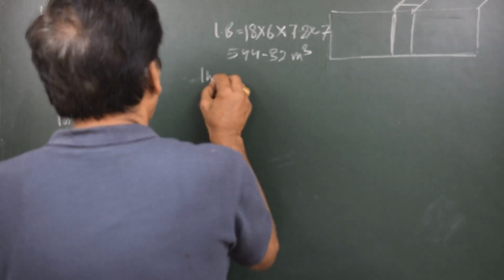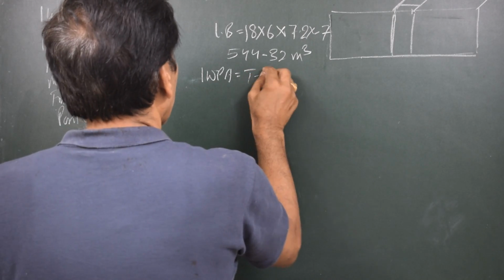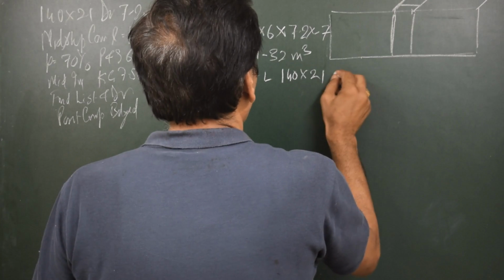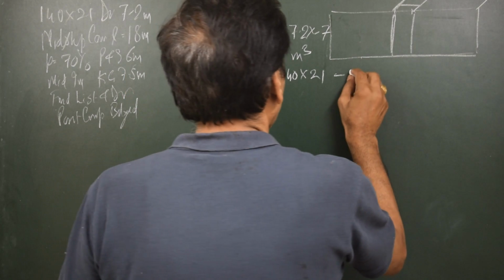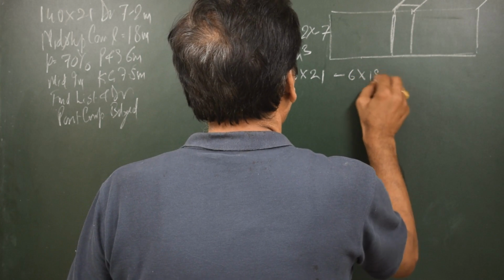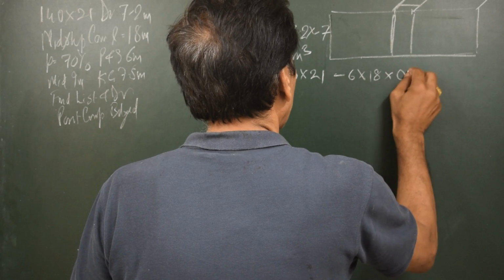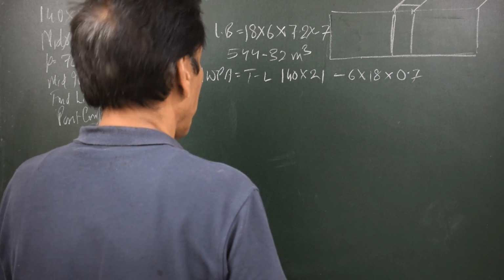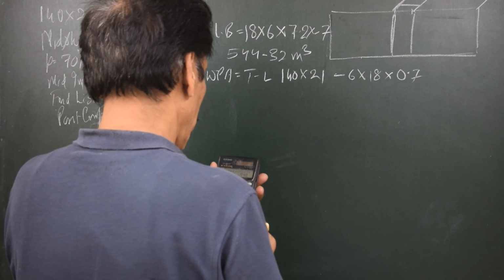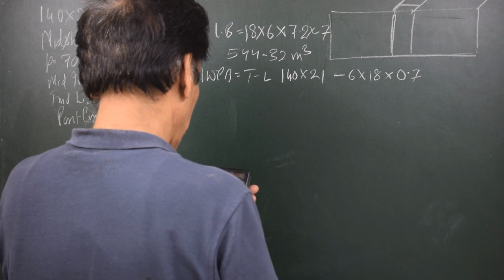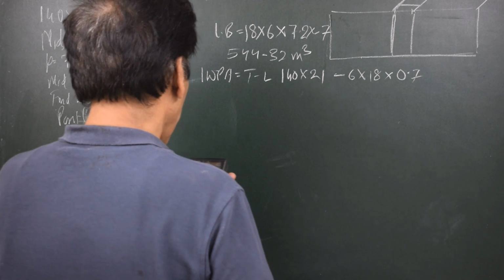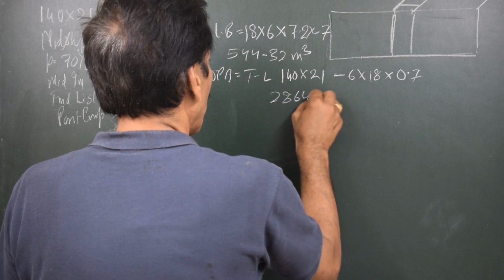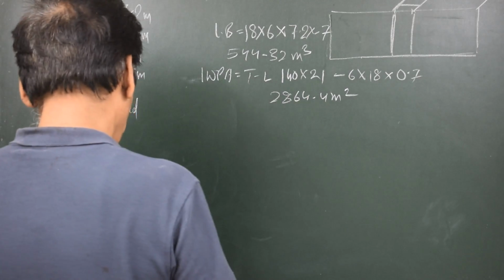Intact waterplane area is total minus lost waterplane area. Total waterplane area is 140 into 21, and lost waterplane area is 6 into 18. But the permeability is 70%, so multiply by 0.7. So 140 into 21, minus, in the bracket, 6 into 18 into 0.7, bracket closes. I get 2864.4 meter square.